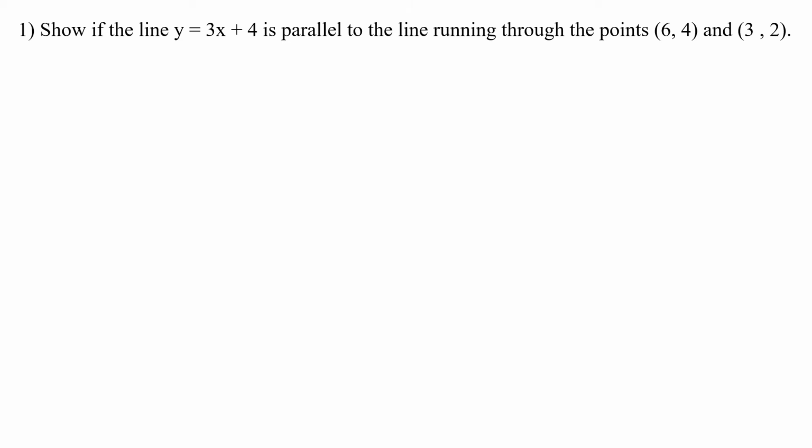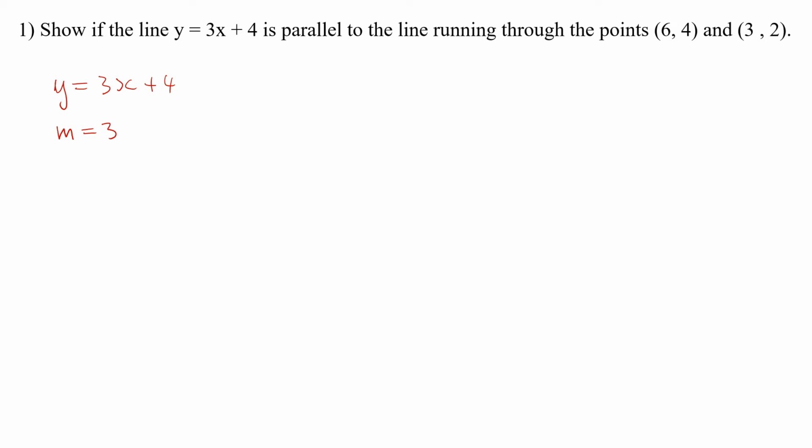Here we have a scenario. Show if the line y = 3x + 4 is parallel to the line running through the points (6, 4) and (3, 2). So what should we do here? Remember, we have this equation already. They gave us this equation, so we know it. And of course, we have to be able to determine the gradient. In y = 3x + 4, we know that m is equal to 3. So this is the gradient of this given line.